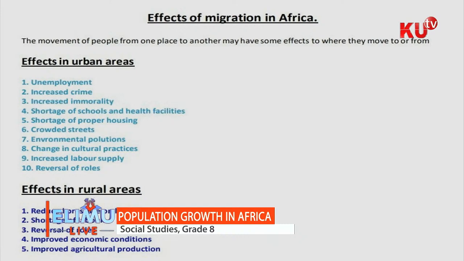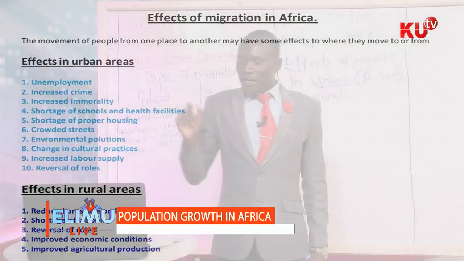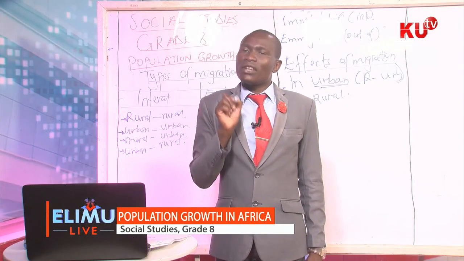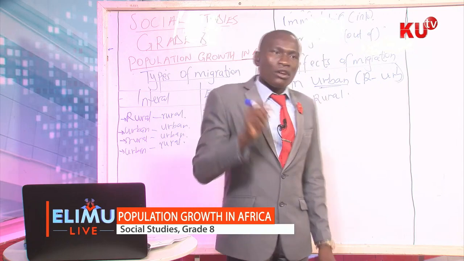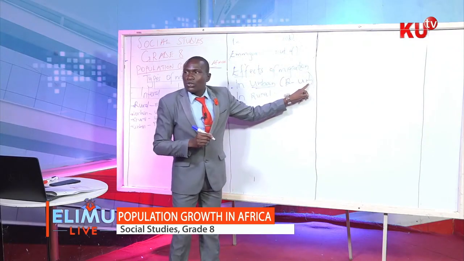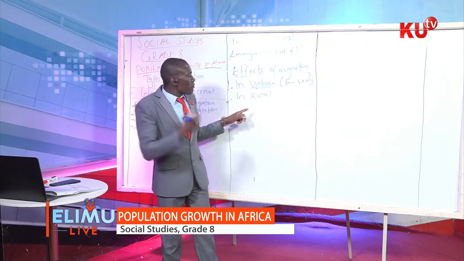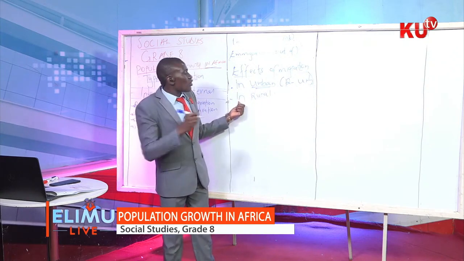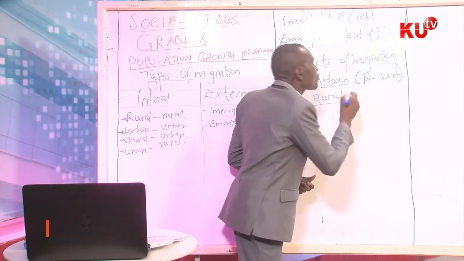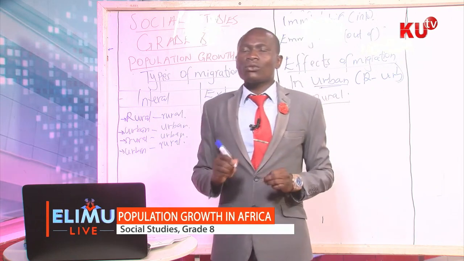And lastly, effects in rural areas. What are the effects of migration in rural areas? People are moving from rural areas to urban areas. We have seen the effects in urban areas. Now they have moved from rural areas. What will be the effects of that in rural areas?